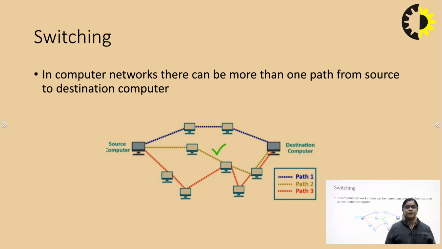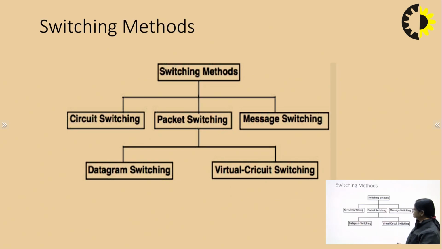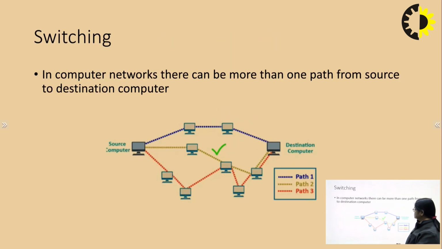So we can see how our messages are traveling, how different messages are traveling, and how in networks they are categorized in different terms. Switching is, in computer networks, there can be more than one path from source to destination. If you see the diagram, this is a source computer, and this is a destination. The data is traveling from the source to the destination. There are multiple paths, but we find the best optimal path for our data to travel to the destination, and optimal path is the shortest route.